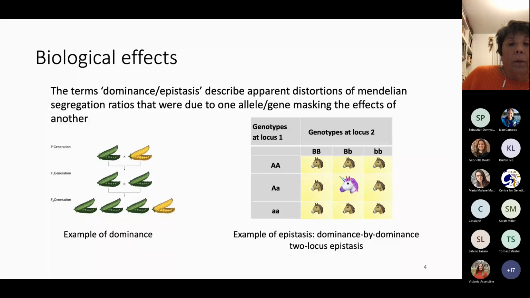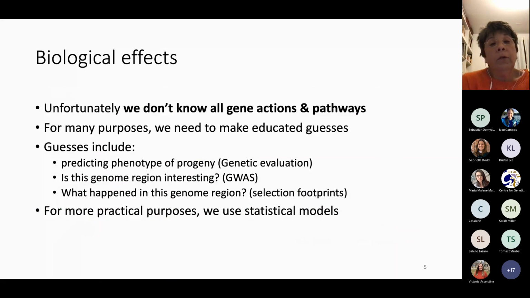Unfortunately, we don't know all gene actions and all the pathways. And for many purposes, we need to make some educated guesses. Why? Because we need to predict the phenotype of progeny, because we want to know if some region in the genome is interesting, or because we want to know what happened in this genome region. And so for more practical purposes, we use statistical models.